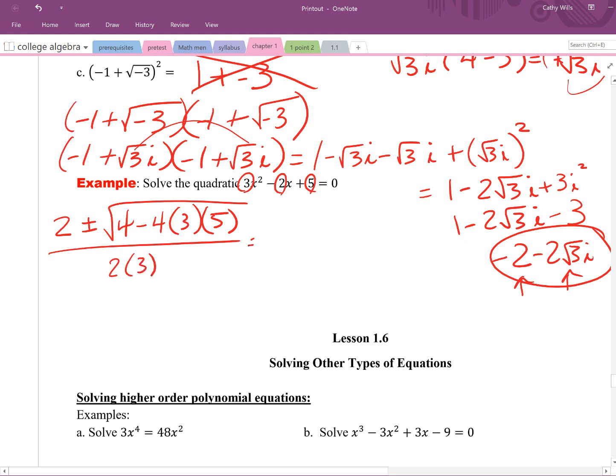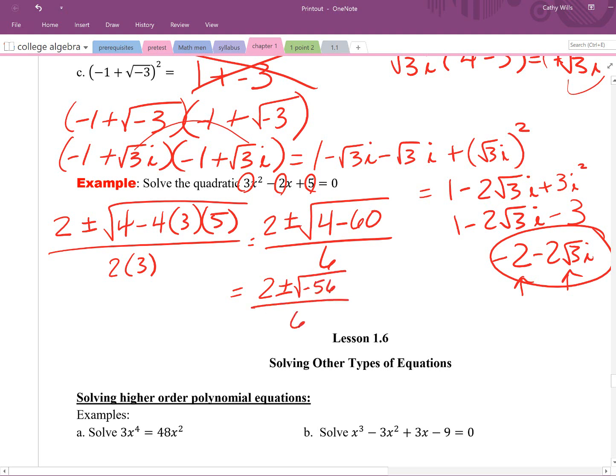All right, so that's 2 plus or minus the square root of 4 minus 60. 4 times 3 is 12, times 5 is 60. And then on the bottom, you've got 6. So 2 plus or minus the square root of -56 over 6. You have to change it to Euler's notation: 2 plus or minus the square root of 56i all over 6. And then you have to simplify the square root of 56. You have to think, what goes into 56? I know it is 8 times 7.